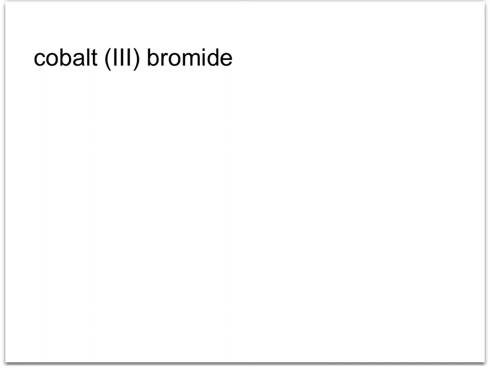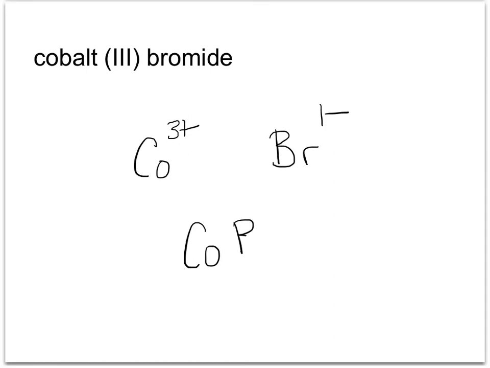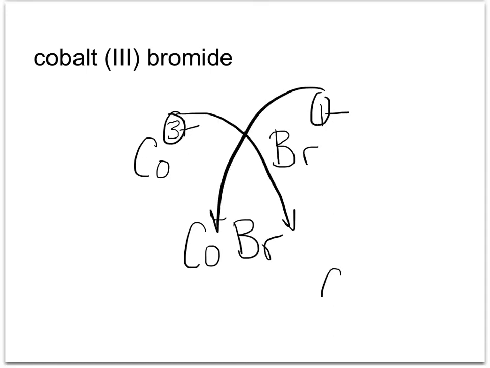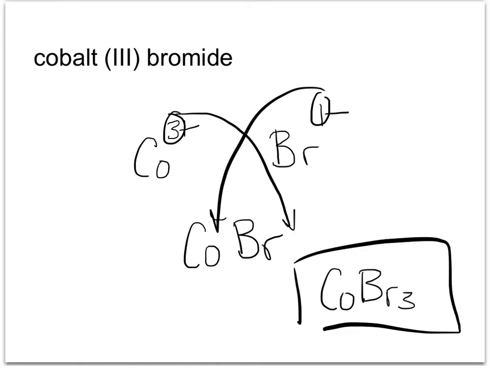The naming portion is actually the tricky part of these problems. If you've got the name, the formula is actually very easy to write because you simply just follow the directions. Cobalt is Co. Notice that 3+, the Roman numeral 3 refers to the fact that cobalt's charge is 3+. Bromide just comes from bromine. It's 1-. So I write the formula CoBr. This 3 comes down here. The 1 goes over here. It is CoBr3. That is cobalt 3 bromide.